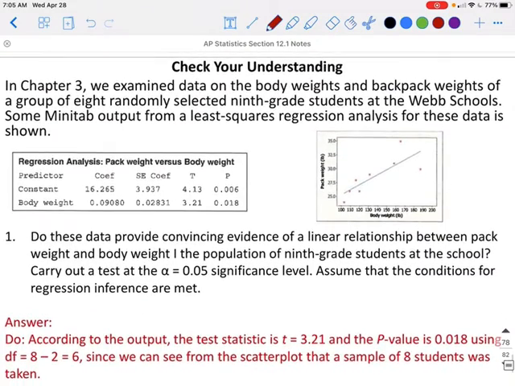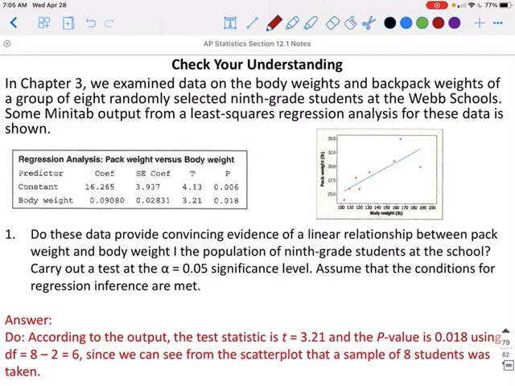Next is the do. If you look at the output for the body weight, we're talking about the slope. We see that the t value is already calculated for us, and that's 3.21. And we know that our p value is 0.018. For the degrees of freedom, these are observations of 8 students, because they tell us we have 8 randomly selected students. So our degrees of freedom, remember, is n minus 2. So our degrees of freedom will be 6.